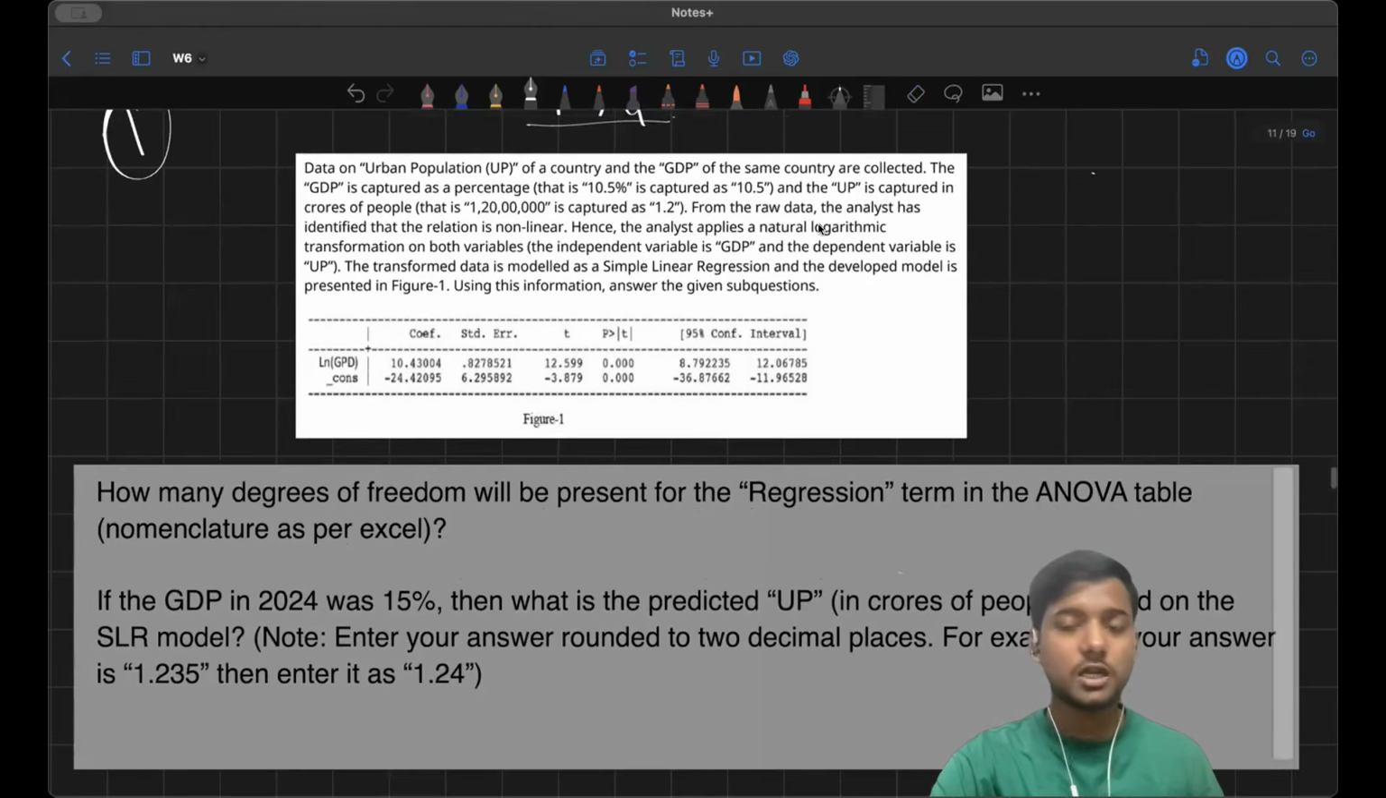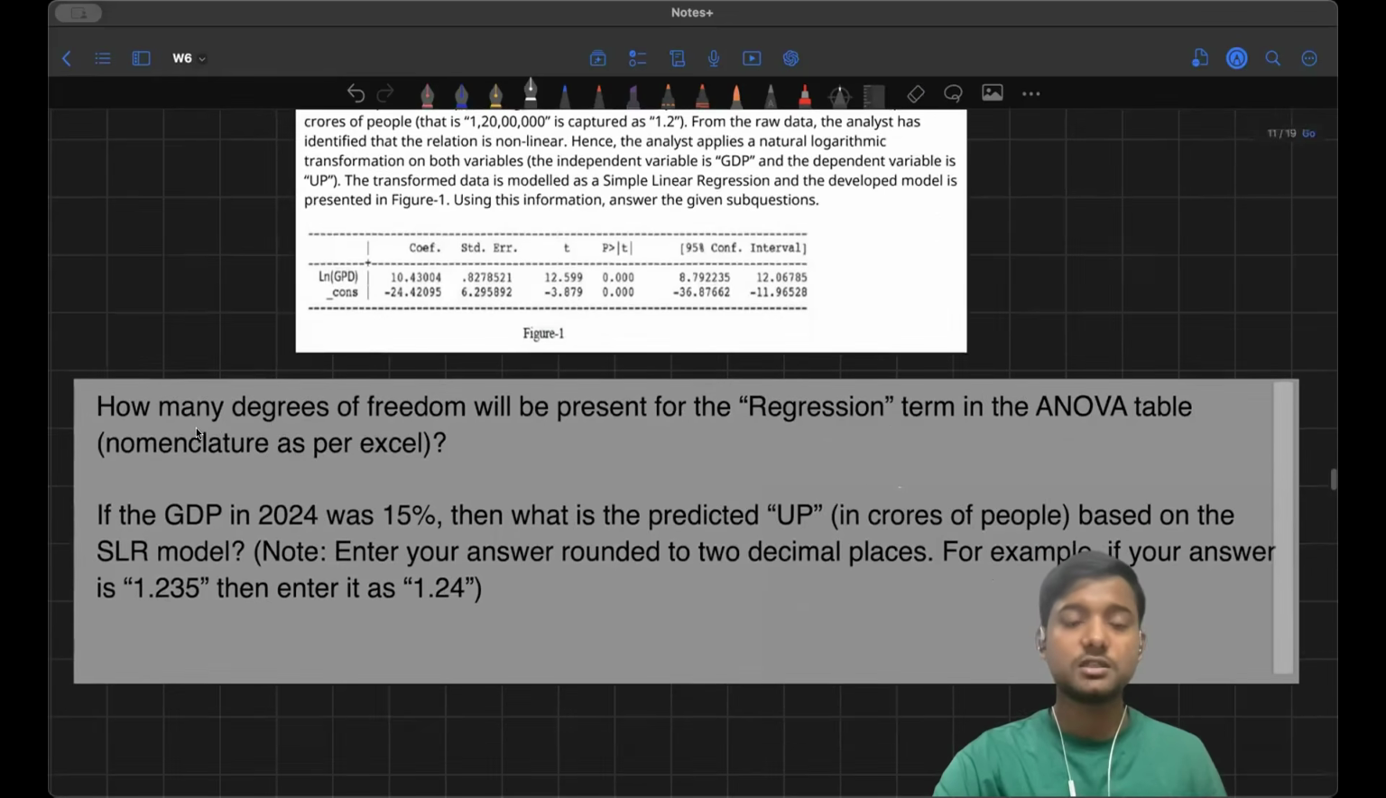See this thing. From the raw data, the analyst has identified that the relationship is non-linear. Hence, the analyst applies natural log transformation on both variables, independent and dependent. The transformed data is modeled as simple linear regression, and this is the output which you see. Okay. Now see this thing. How many degrees of freedom will be present in the regression term of the ANOVA table, right? So if I were making the ANOVA table, then how many degrees of freedom would be there?